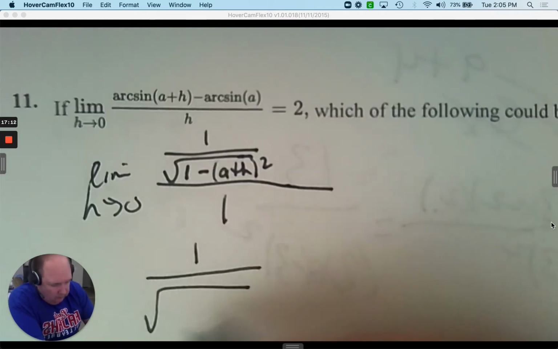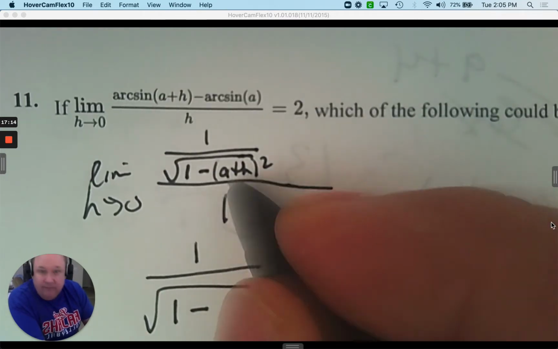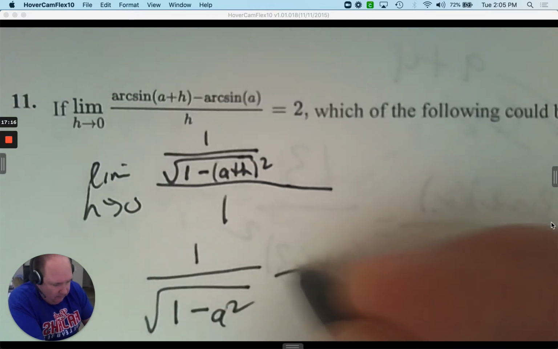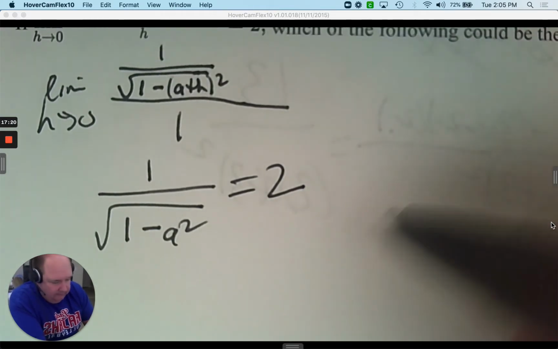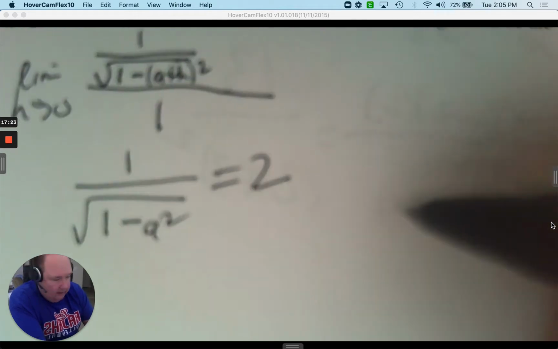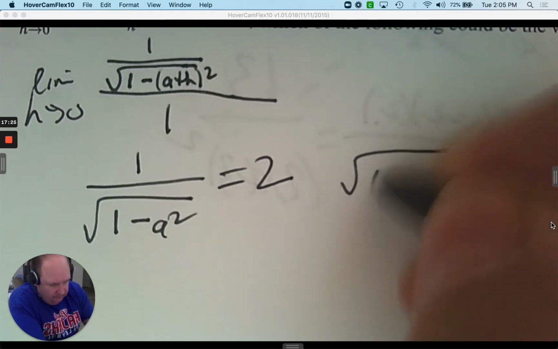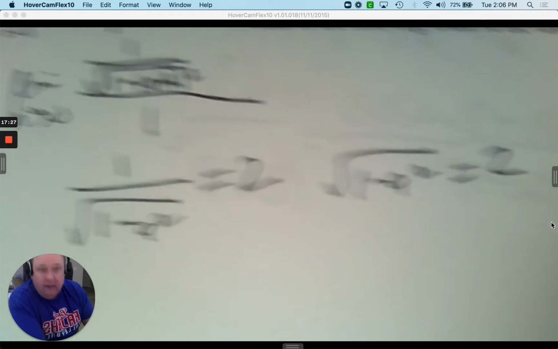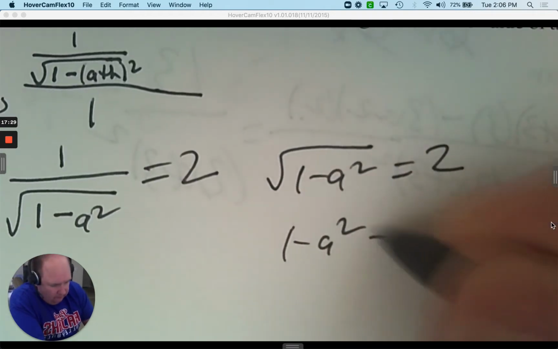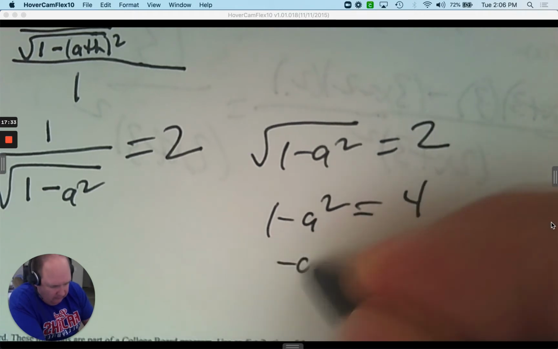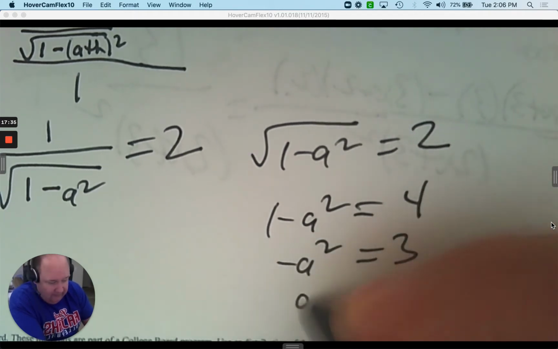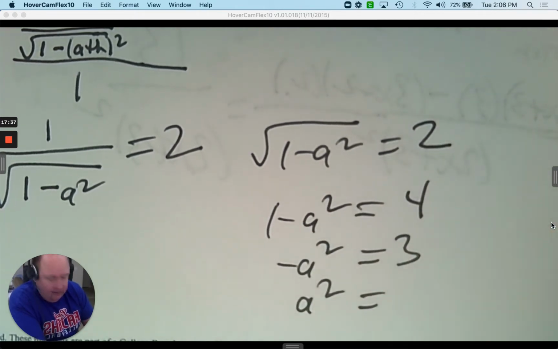1 over the square root of 1 minus A squared, and we're going to make that equal to 2. All right, I'm going to take the reciprocal to make it a little bit easier. I'm going to square both sides. Then I am going to subtract 1, which gives 3, and divide by negative 1.